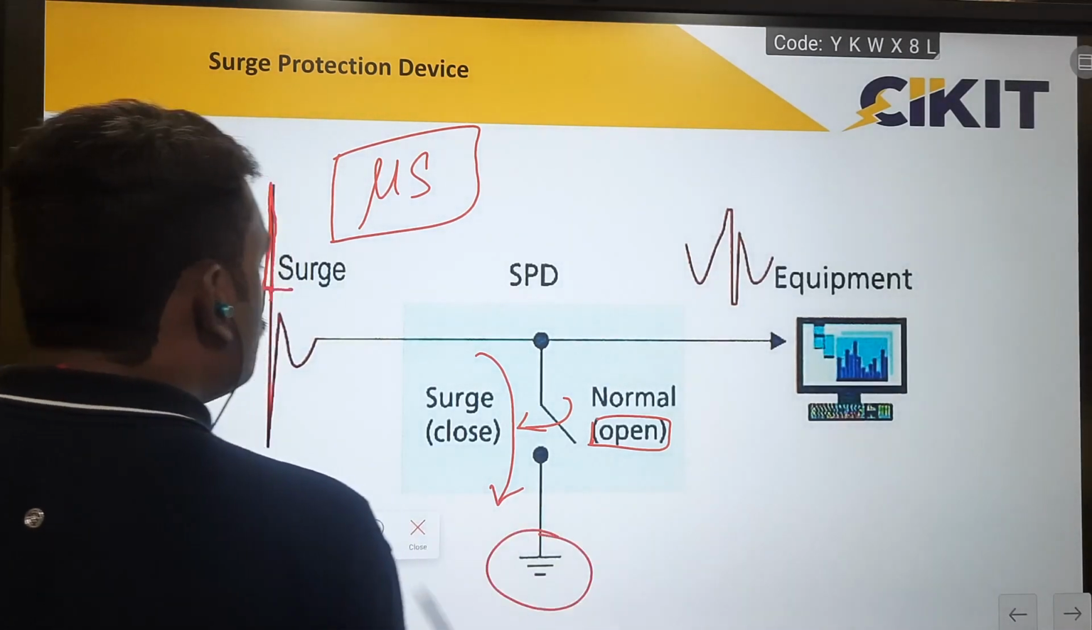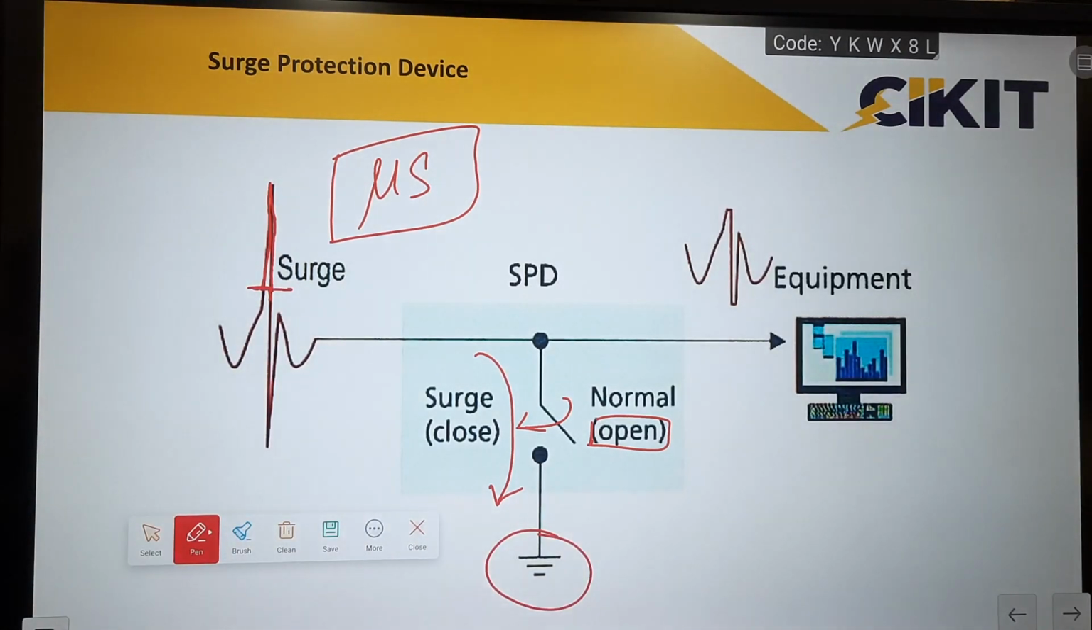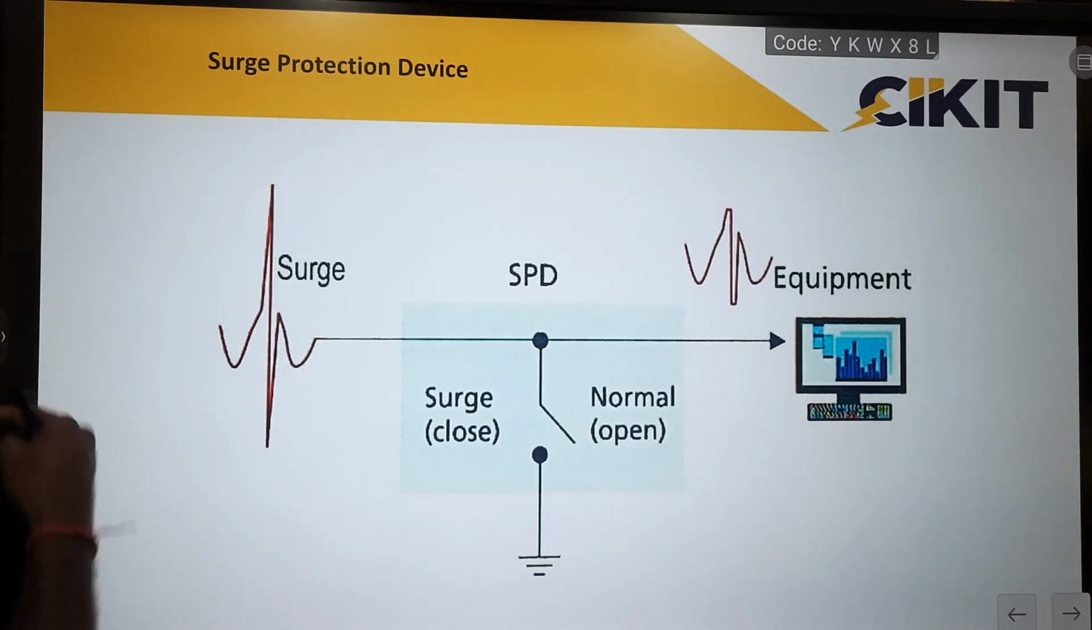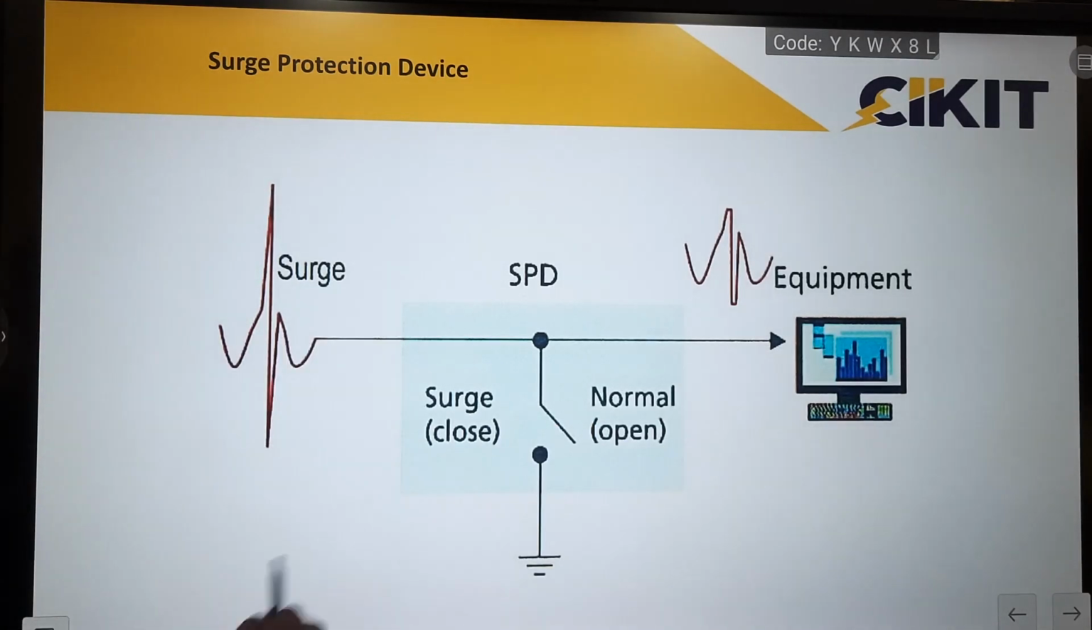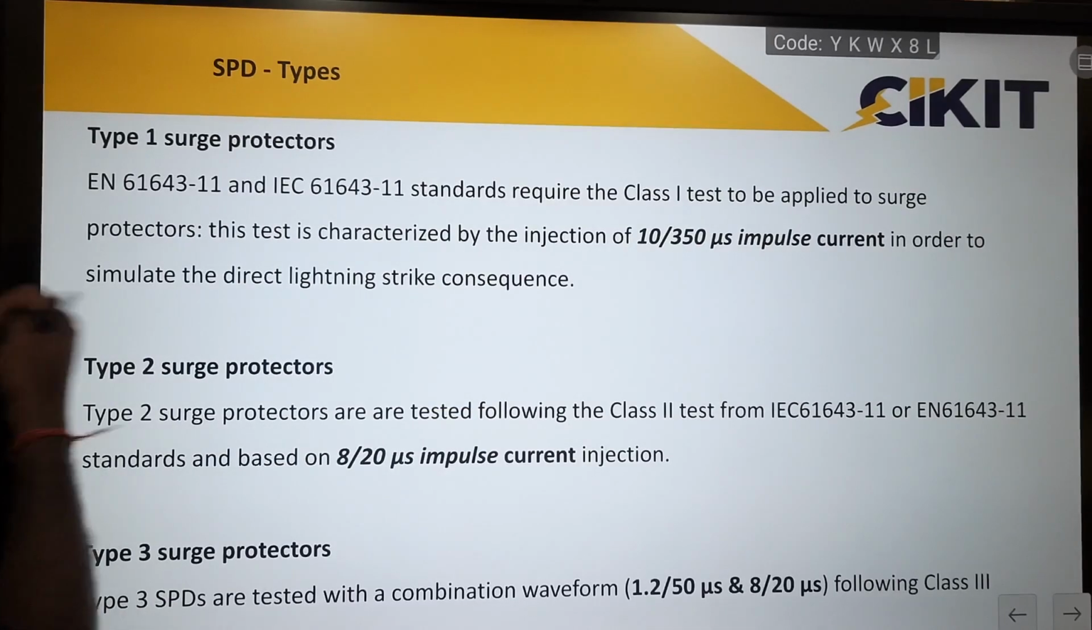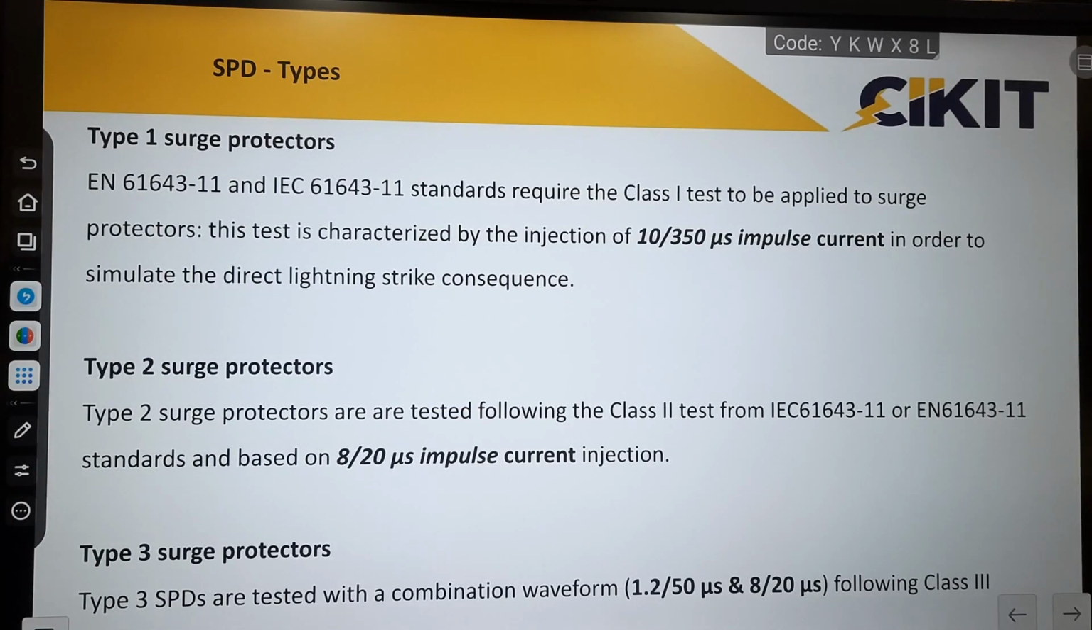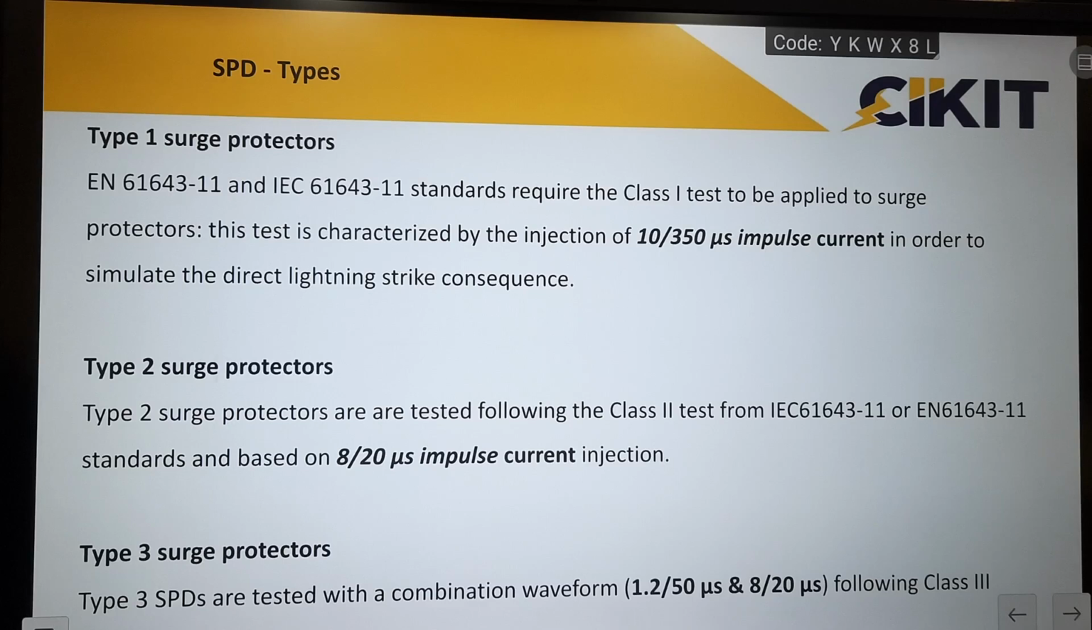So they actually play a crucial role in surge protection devices as well. So by diverting the surges into the ground, we are protecting this electronic equipment. So there are three different types of SPDs. So the first model is class 1 SPD.